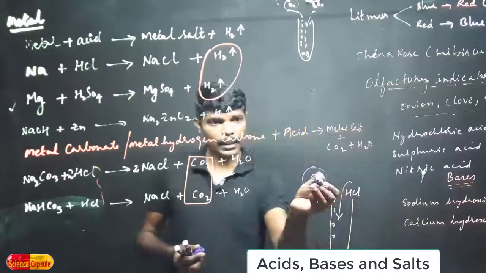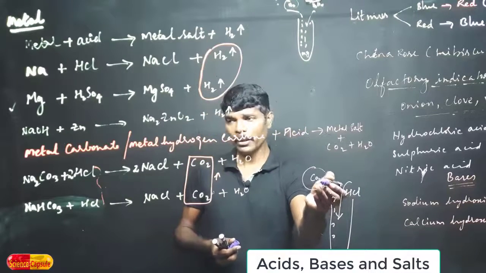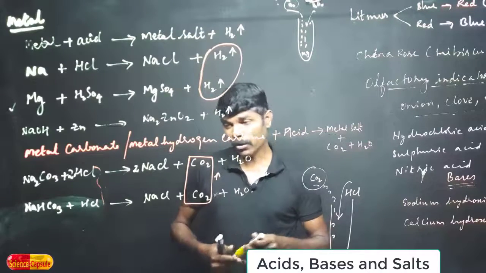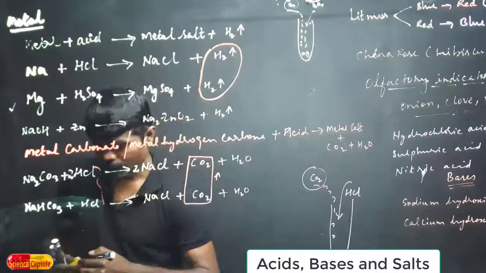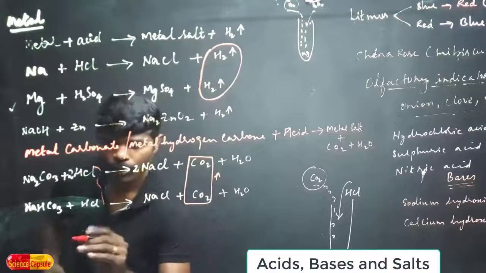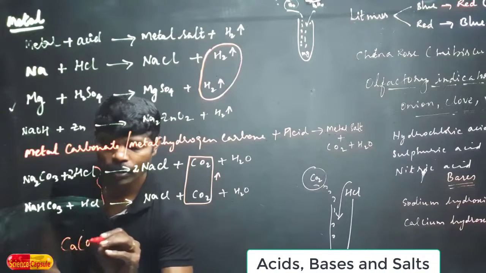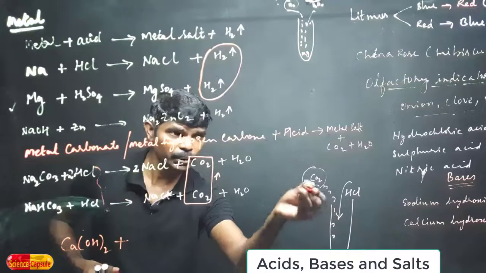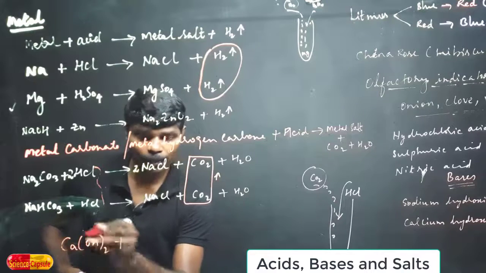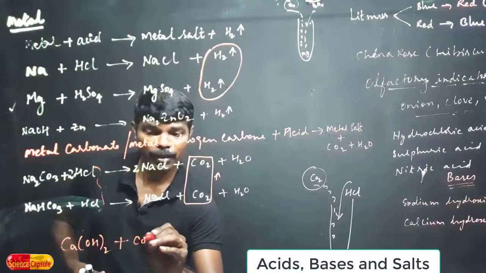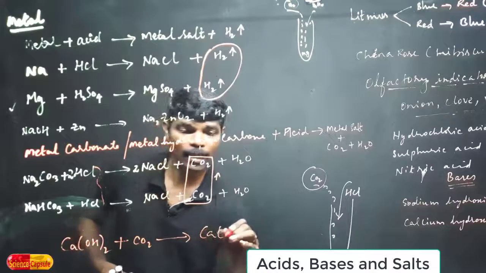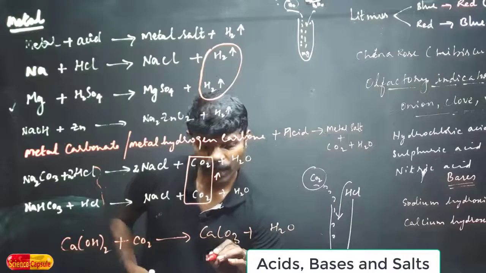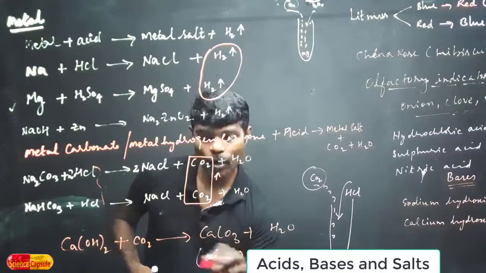Now, when we pass the carbon dioxide gas so formed into freshly prepared lime water, what happens? Suppose lime water, Ca(OH)2, this is calcium hydroxide. When the carbon dioxide produced in the reaction is passed through freshly prepared lime water, we get calcium carbonate plus water. A white precipitate is obtained.